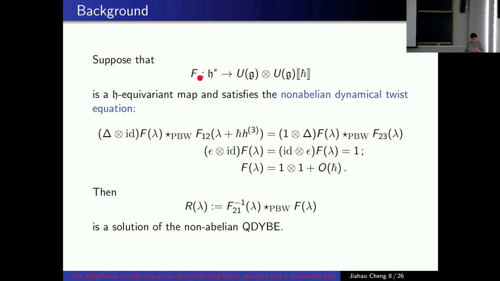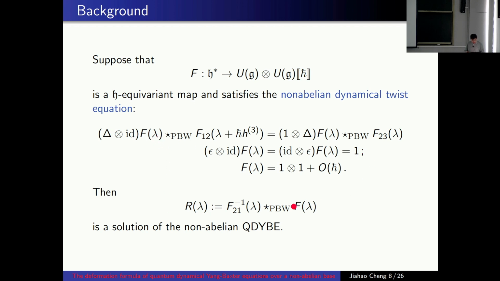So suppose that we have another map called F from H star to UG tensor UG, with H parameter. We also assume that this F map is an H-equivariant map, and it satisfies another equation called the non-abelian dynamical twist equation. So it satisfies this equation, which looks a little bit simpler compared with the equation for R.